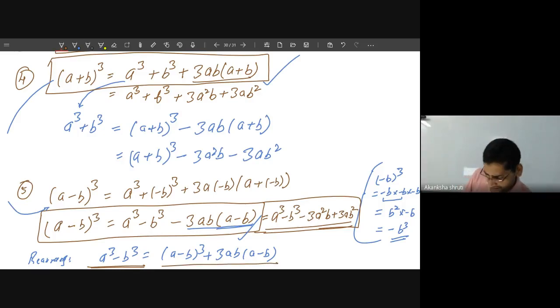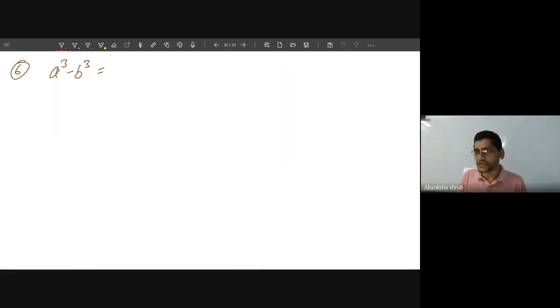But there is another way of factorizing this. Here we have two terms. If we are using a cube minus b cube is equal to a minus b whole cube plus 3ab bracket a minus b, here we have the two terms. The first one is this one and the next one is this one. These are not in the factor form. We can factorize this, or we can write it in the factor form, means the product of two brackets also.